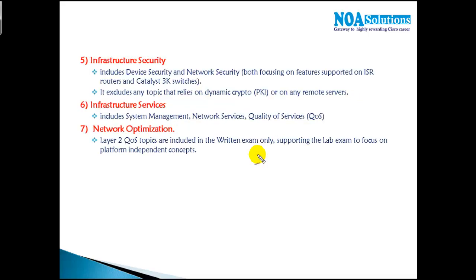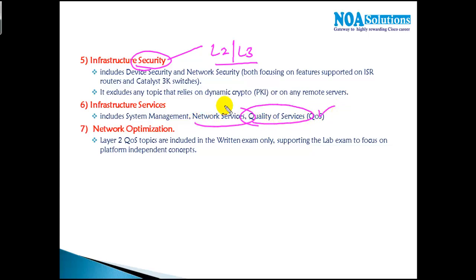And then the remaining three sections: we have infrastructure security, where we'll be implementing some layer 2 and layer 3 security on the routers as well as on the switches. When it comes to infrastructure services, we'll be doing layer 2 quality of service, layer 3 quality of service, and some other network services like HSRP, VRRP, GLBP for IP version 4 and IP version 6. And also we'll see other services like DHCP, NTP, which include some of the system management services.